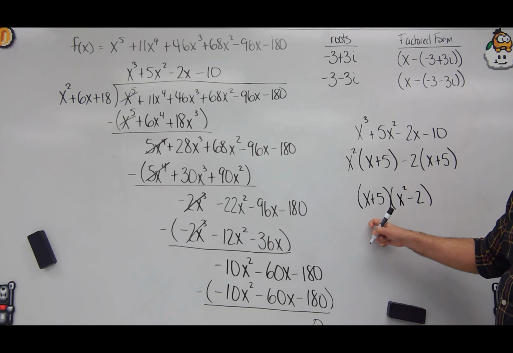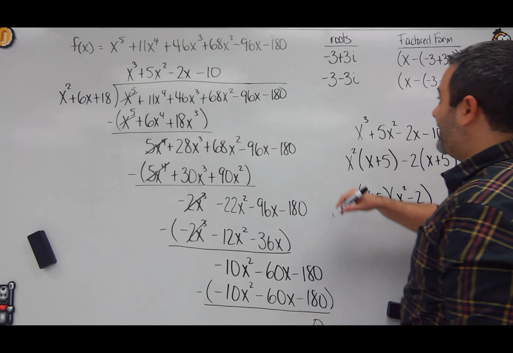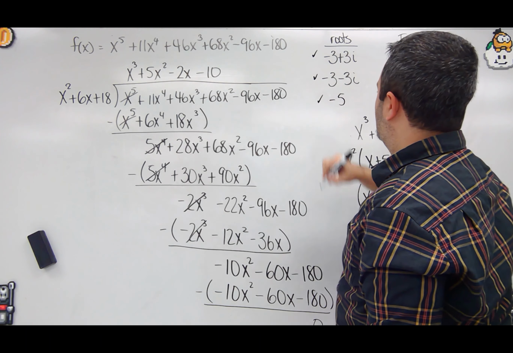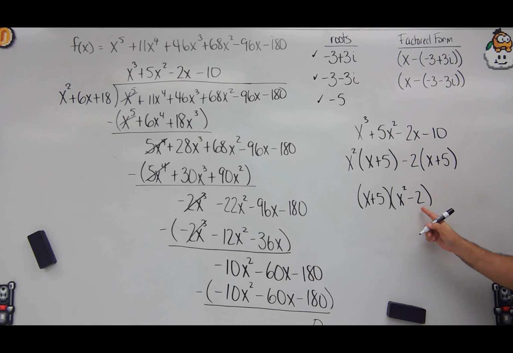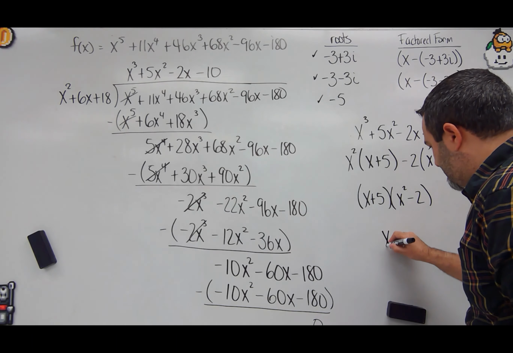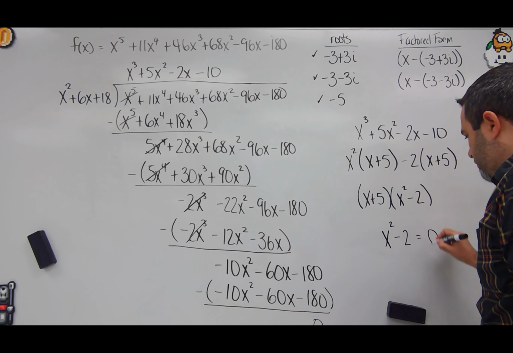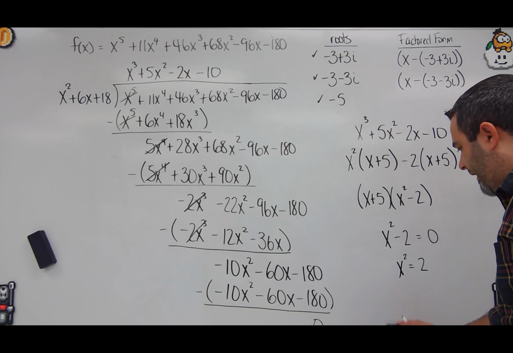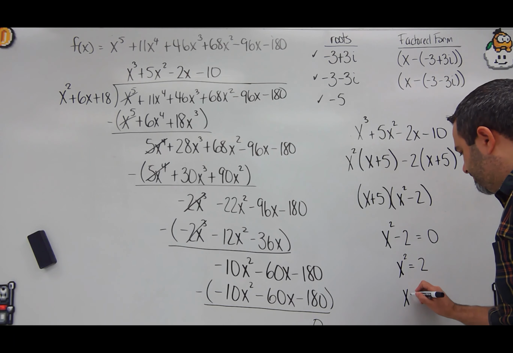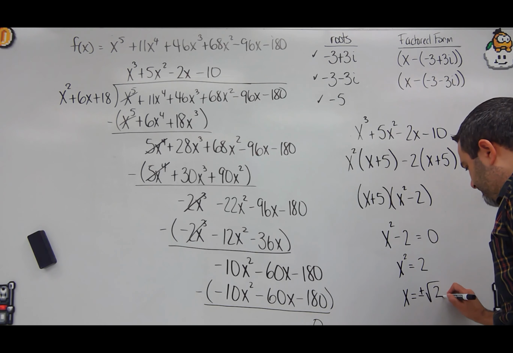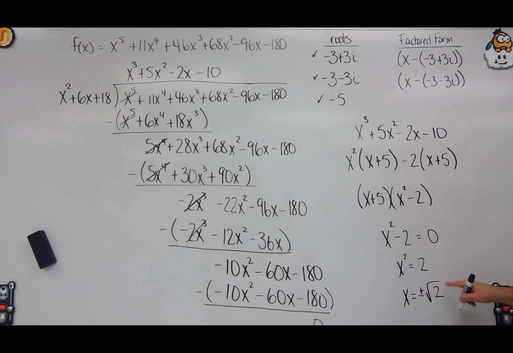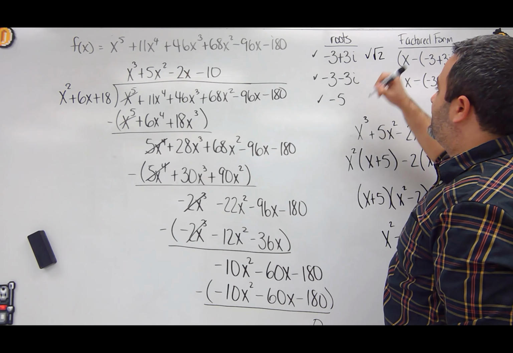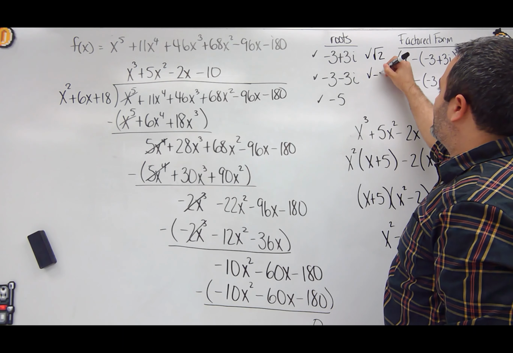So I can see one of my other roots is negative 5. I'm going to put my other roots here, negative 5. And then the other two roots is me solving this. So when is this equal to 0? Well, I can move the 2 over, and then I take the square root. So you see, the other two roots are positive square root of 2 and negative square root of 2.